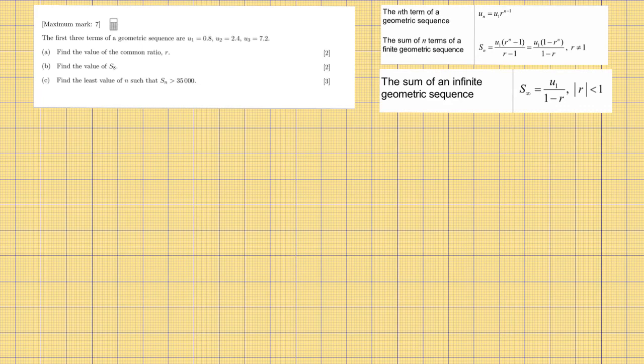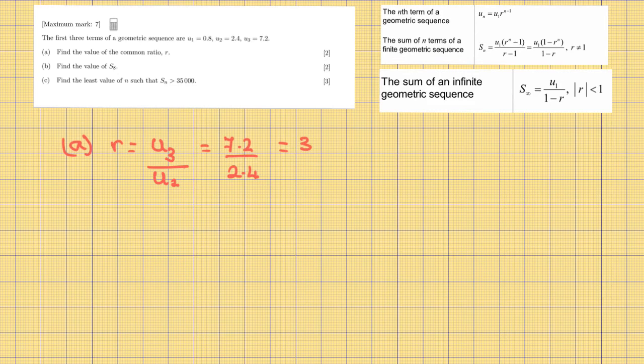Another question. The first three terms of a geometric sequence are u1 is 0.8, u2 is 2.4, u3 is 7.2. A. Find the value of the common ratio r. So A. r is equal to u3 divided by u2, which is 7.2 divided by 2.4, which is equal to 3.